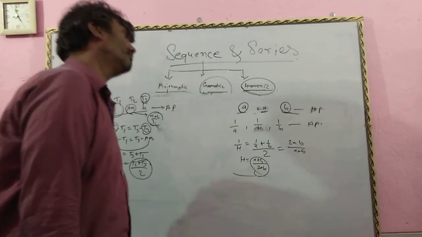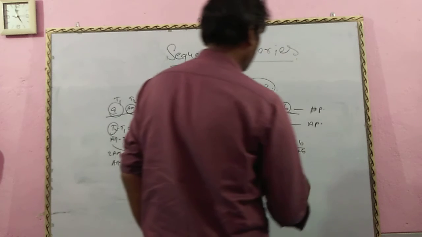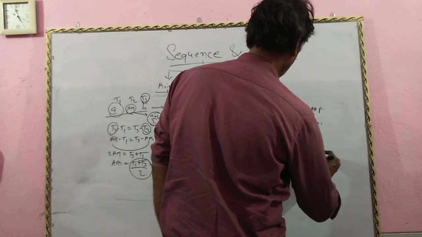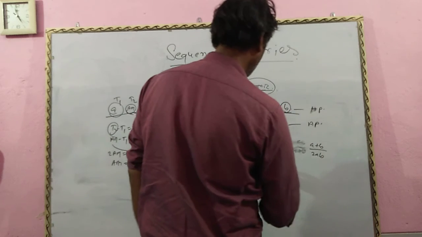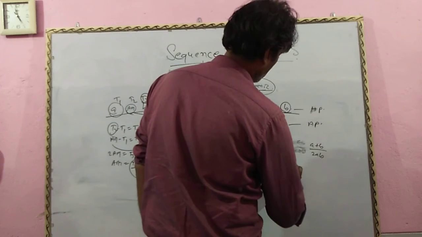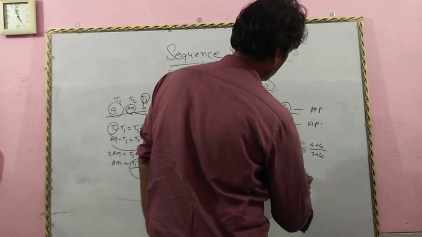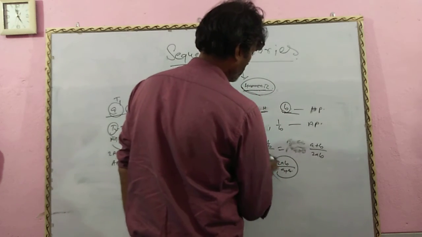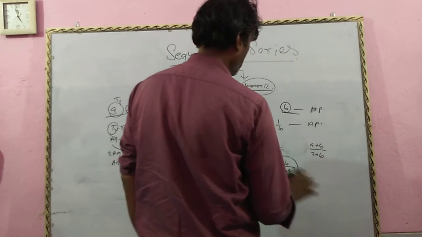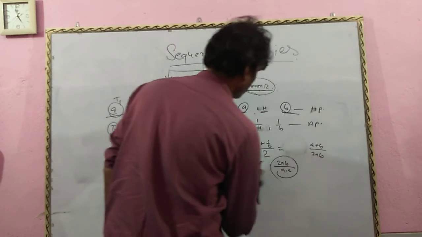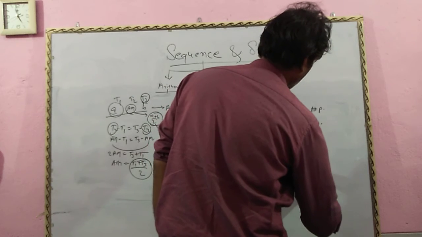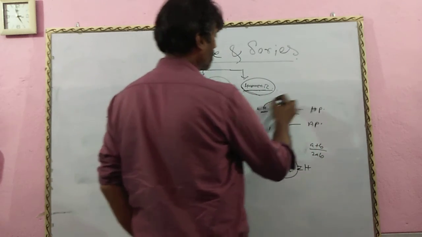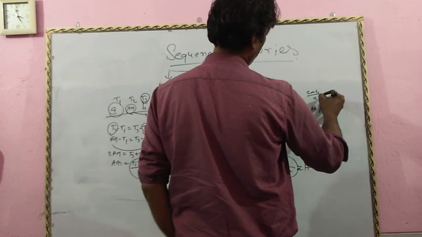Between any two numbers, A plus B upon twice AB is 1 upon H. So H will be twice AB upon A plus B. So this will be the harmonic mean: twice AB upon A plus B. Between any two numbers, harmonic mean will be twice AB upon A plus B.